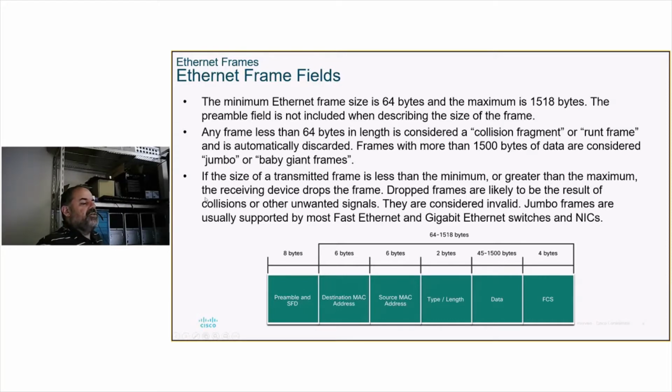If the size of a transmitted frame is less than the minimum or greater than the maximum, the receiving device drops that frame. Dropped frames are likely to be the result of collisions or unwanted signals. They are considered invalid. Jumbo frames are usually supported by most Fast Ethernet and gigabit Ethernet switches and NICs.